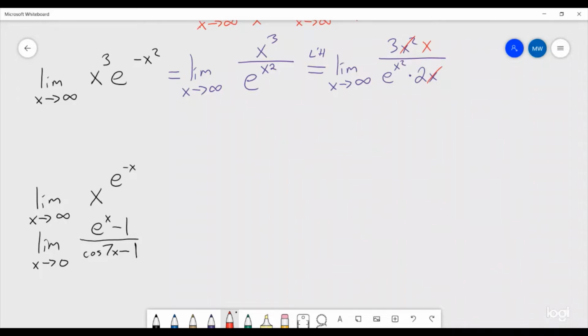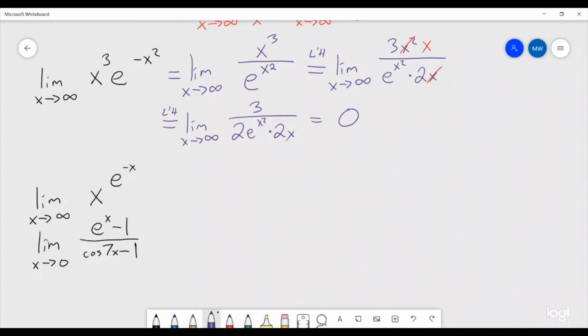Well, e to the x squared is going to go to infinity, and the top goes to infinity as well, so we need to use L'Hopital's rule again. So we get the limit as x goes to infinity, the derivative of the top is just 3, and the derivative of the bottom is 2e to the x squared times the derivative of the exponent, which is 2x. Now we have 3 over infinity, which goes to 0. So that's what that one goes to.